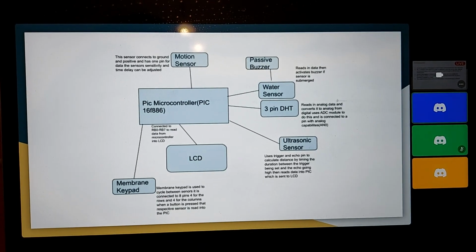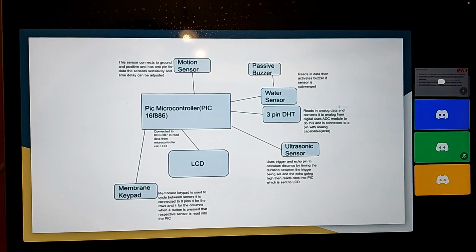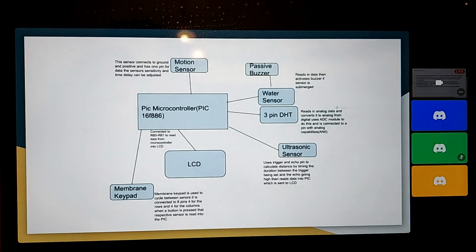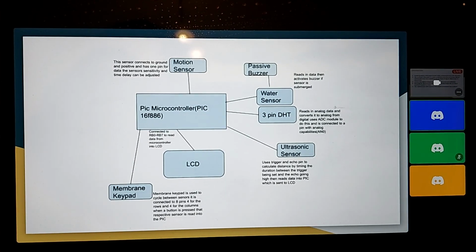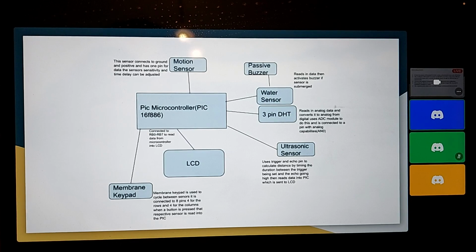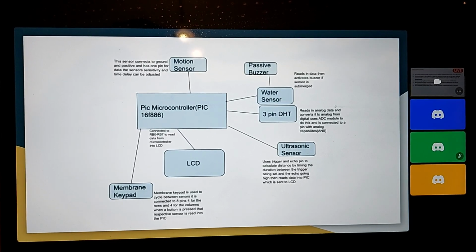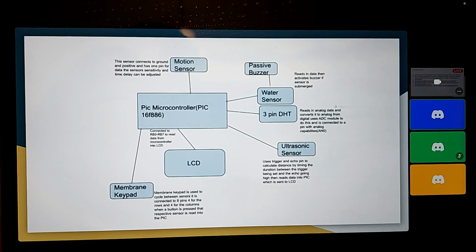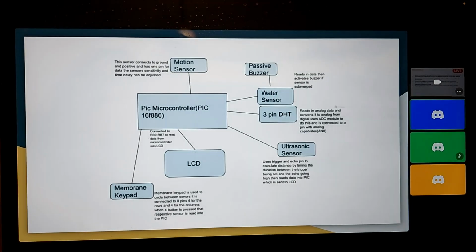Then we had a water sensor with a passive buzzer, and the water sensor also has a ground and a positive pin, and then it has a pin that takes in the data. When it is submerged, the passive buzzer will go off.